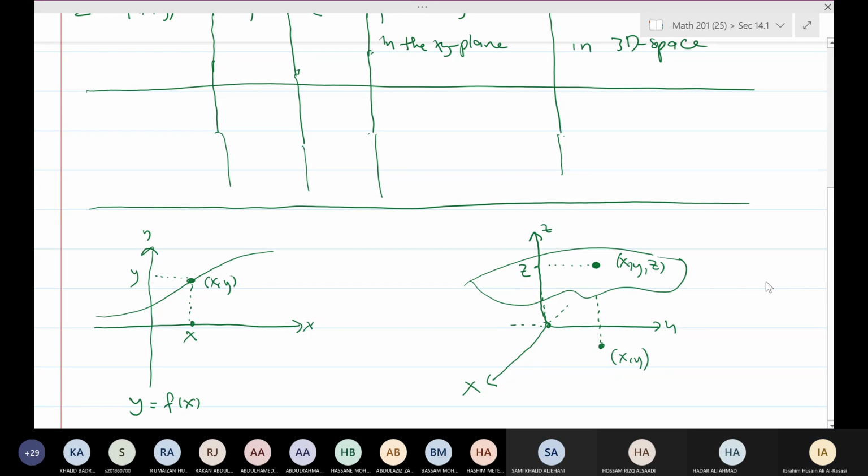Okay. Now we go to the third case. We have functions of three variables x, y, and z, and the output, or the range, is w. What are the independent variables? x, y, and z. What is the dependent variable? w. w depends on these three values. So the dependent variable is w. Now what is the domain here?